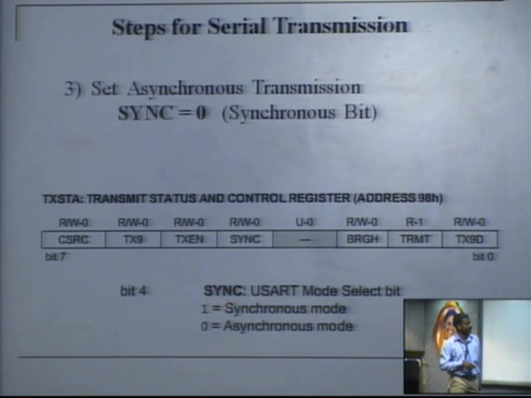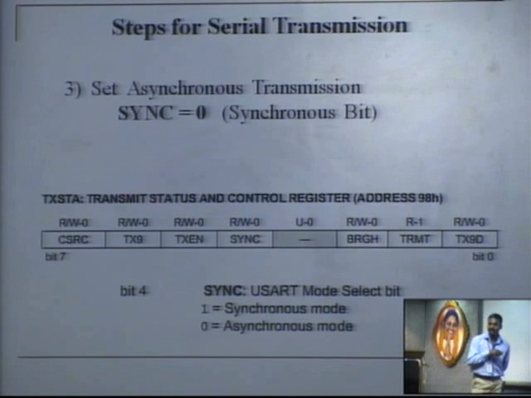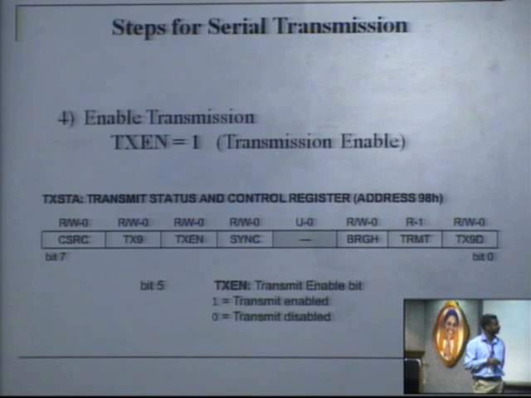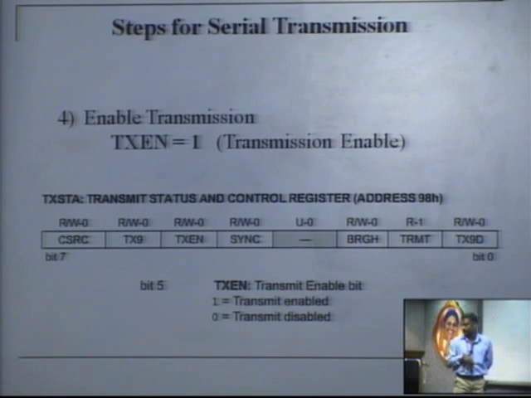And if you are making this SYNC bit as 1, it will be synchronous. If it is 0, it will be asynchronous. So since we are doing asynchronous transmission, I am making SYNC as 0. Right? So now we had configured my transmission as asynchronous. That is the third step. Fourth one, we need to enable the transmission.